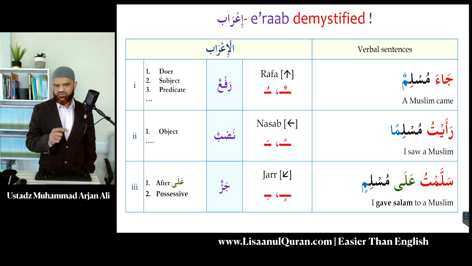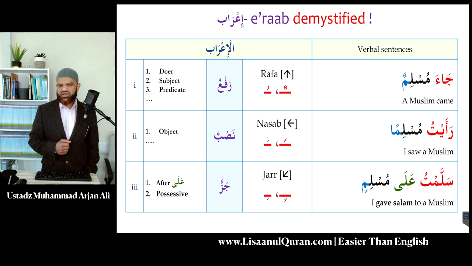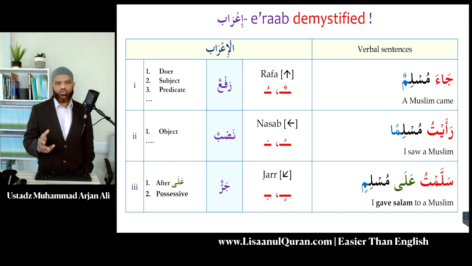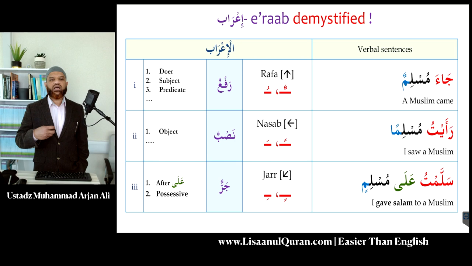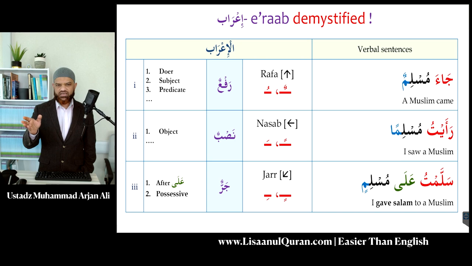Ja'a Muslimun. Why am I saying Muslimun? Because it has to be the doer version here. Ra'aytu Musliman. Why Musliman? Because the object, it needs to be the object version here. Salamtu ala Muslimin. Any word coming afterwards like ala has to be in jar status, and it is in that. In indicates that in this case. So this is a summary of all the subjects we discussed in Arab.